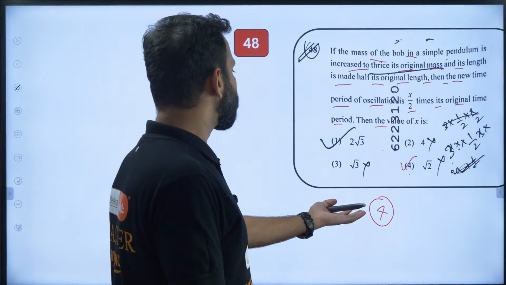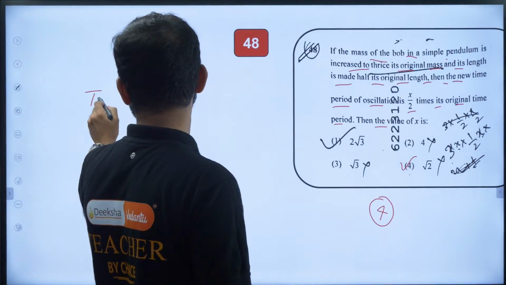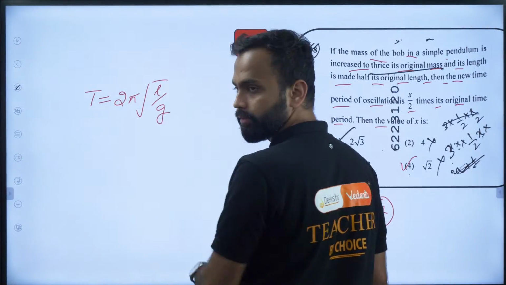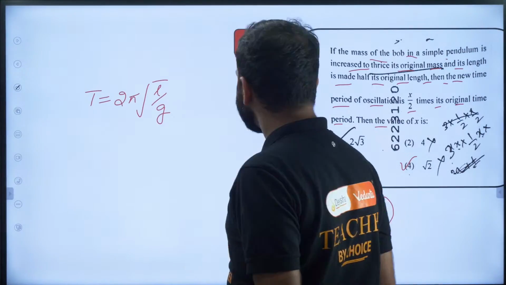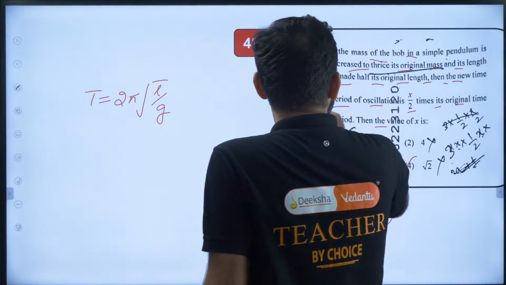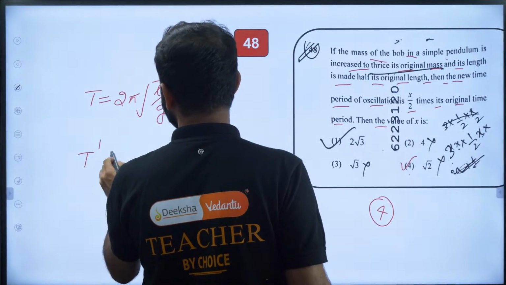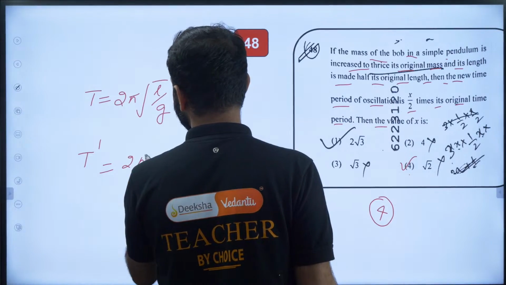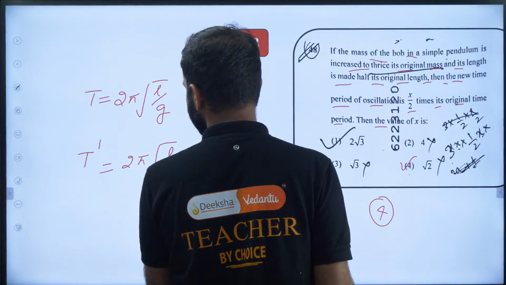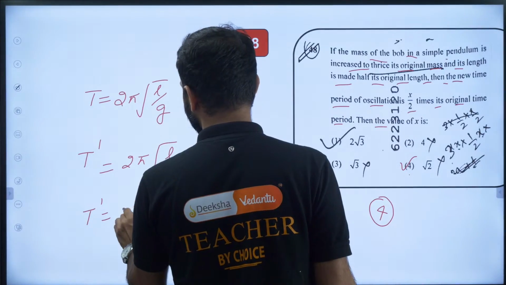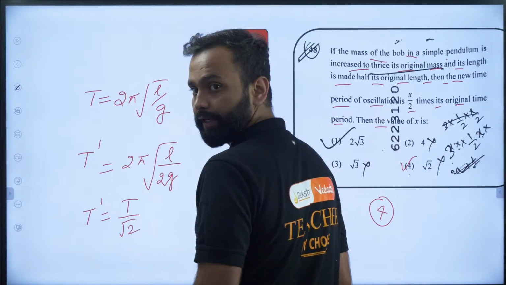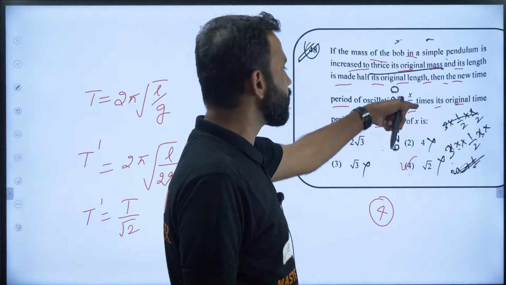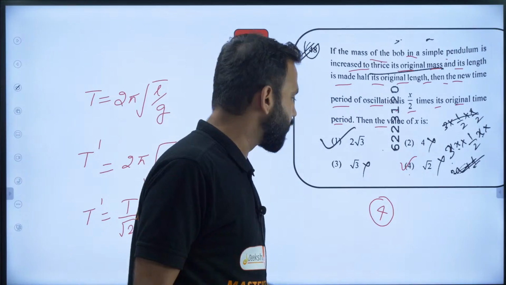So how will we get root 2? Here we know that the time period of oscillation T is equal to 2 pi into root of L by G, the time period of the simple pendulum, right? It does not depend on the mass, but it depends on the length. Now length becomes half, so the new time period T dash is equal to 2 pi into root of L by 2G. So T dash is equal to T divided by root 2. So T dash is x by 2 times T, then find the value of x, you will get root 2. So the correct option is 4.